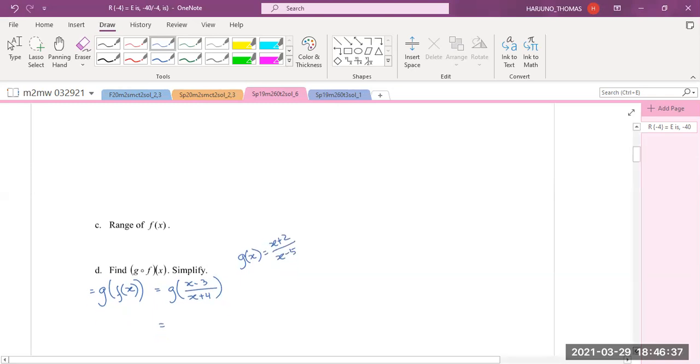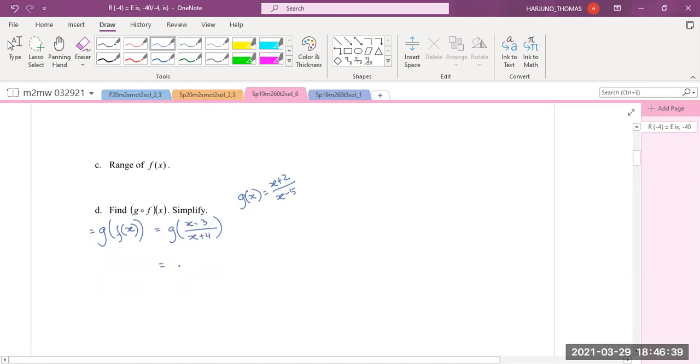Okay, so g of that will be x minus 3 over x plus 4, plus 2, big over, x minus 3 over x plus 4, minus 5. Okay, g of blah is blah plus 2 over blah minus 5. Okay.